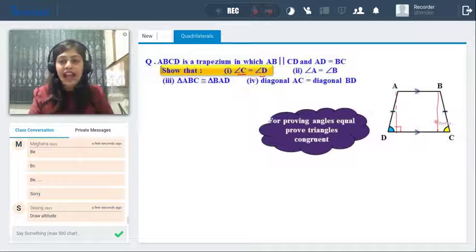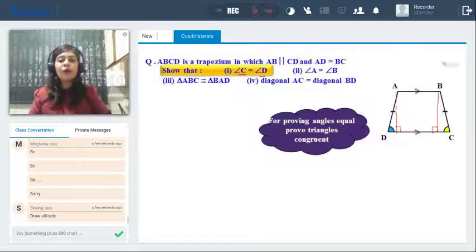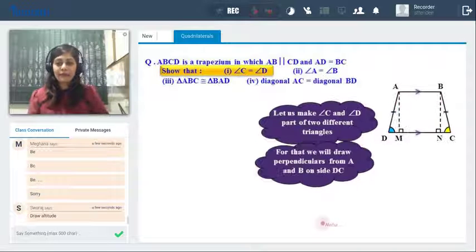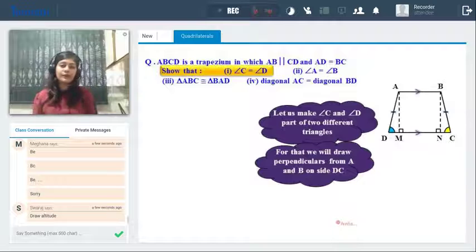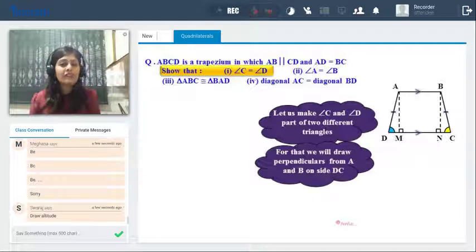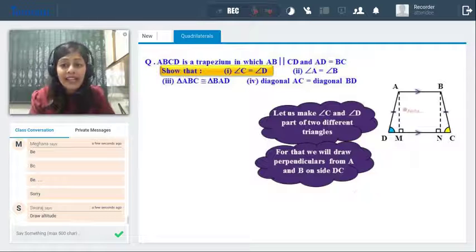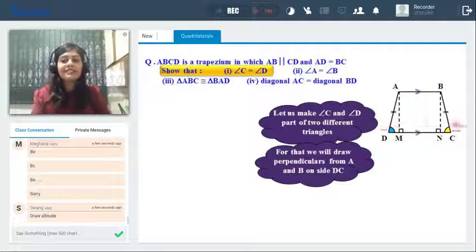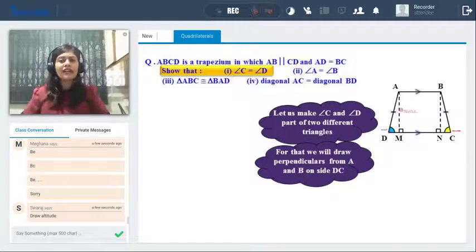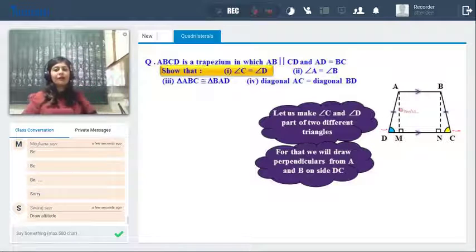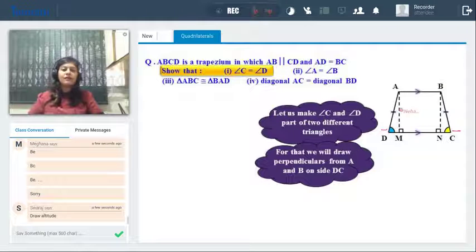Students, pay attention. I have drawn two altitudes onto DC from A and B. So this is what we are going to do. Draw AM perpendicular to DC and draw BN perpendicular to DC. In that way, neither angle D nor angle C is getting divided into any parts. Now quickly look at these two triangles and tell me, how are the two triangles going to be congruent? How can I prove them congruent, students?